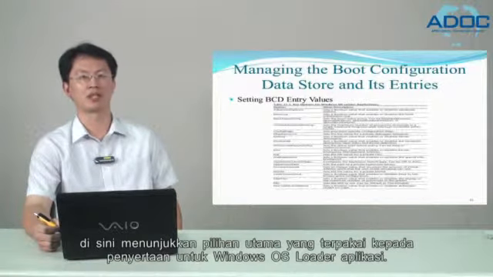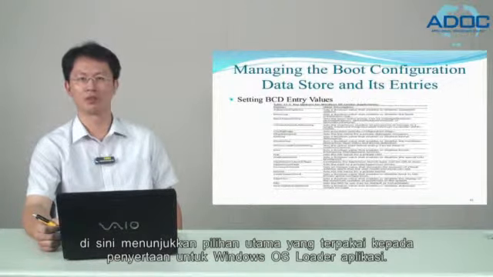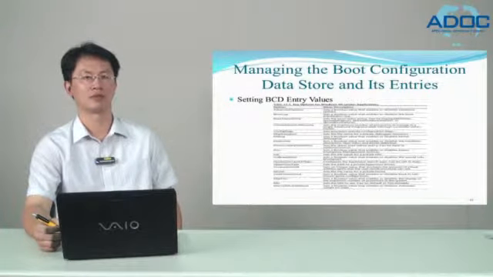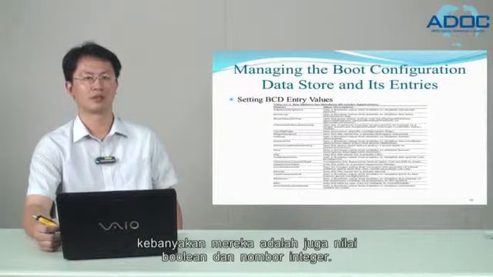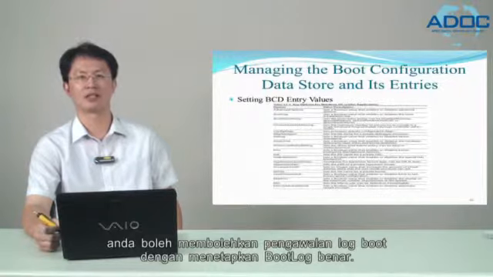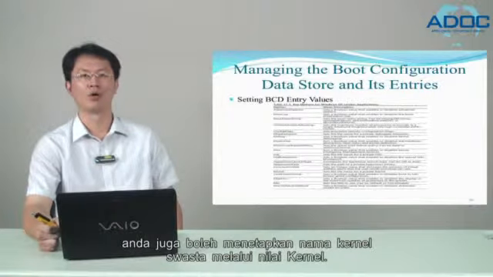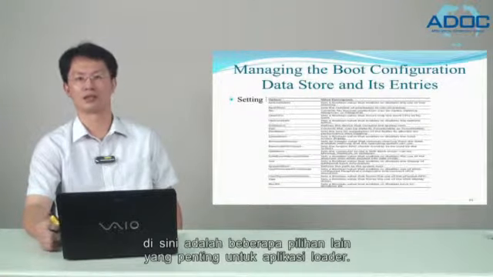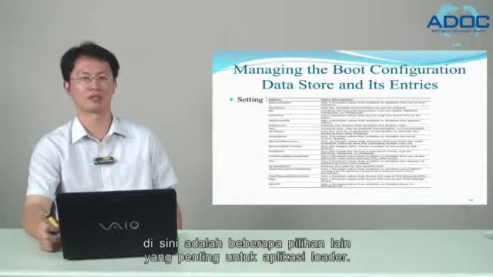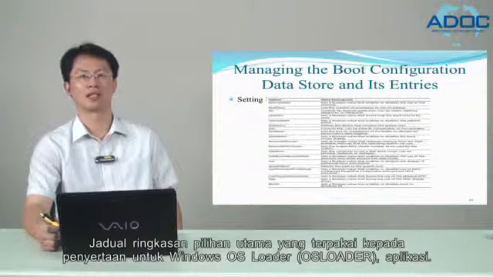And here shows the key options that apply to entries for Windows OS loader applications. Most of them are also Boolean values and integer numbers. You can enable boot initialization log by setting bootlog to true. You can also set a private kernel name through the kernel value. And here are some other important options for loader applications. The table summarizes key options that apply to entries for Windows OS loader applications.